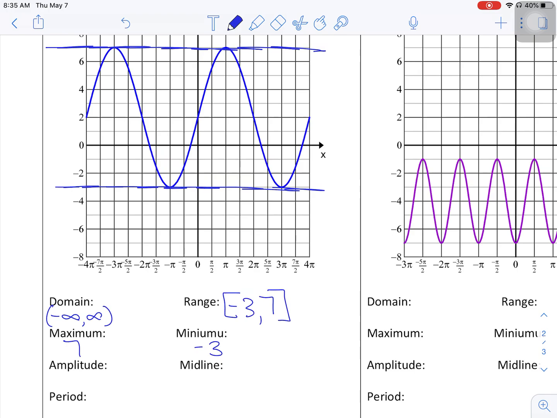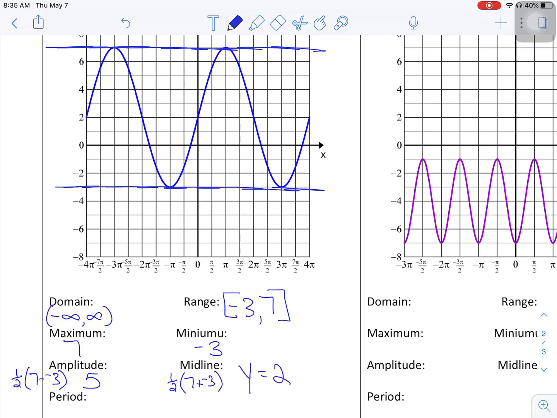So I'm going to find the amplitude. Amplitude is 1/2 the distance between our 2 values. So that would be 7 plus 3 is 10. Half of 10 is 5. So amplitude of 5. Midline, I'm going to do the average of the 2. Okay. So 7 plus -3 is 4. Half of 4 is 2. Midline is y equals 2.